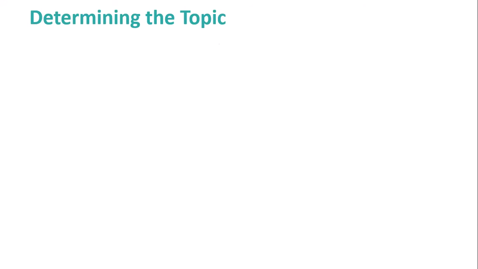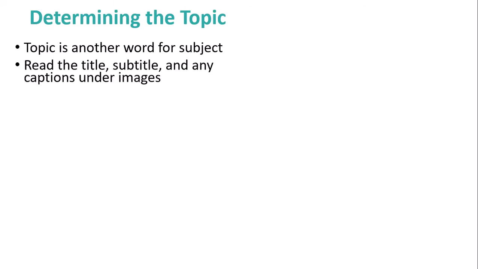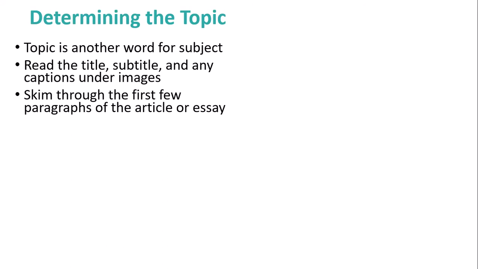How do you determine the topic in other ways? Well, a topic is another word for subject. You can read the title, the subtitle, and any captions under the images to figure out what the topic is. What's the subject the author is writing on? From there, you can then ask, what's their claim about this topic, or what's their point of view?